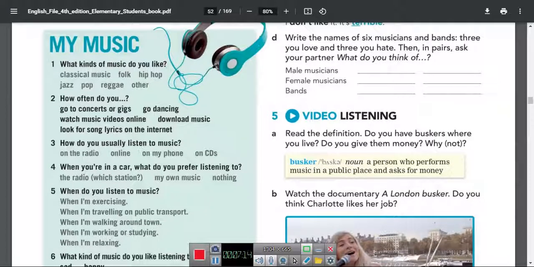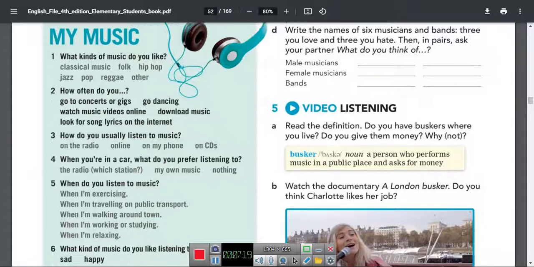When you're in the car, what do you prefer listening to?